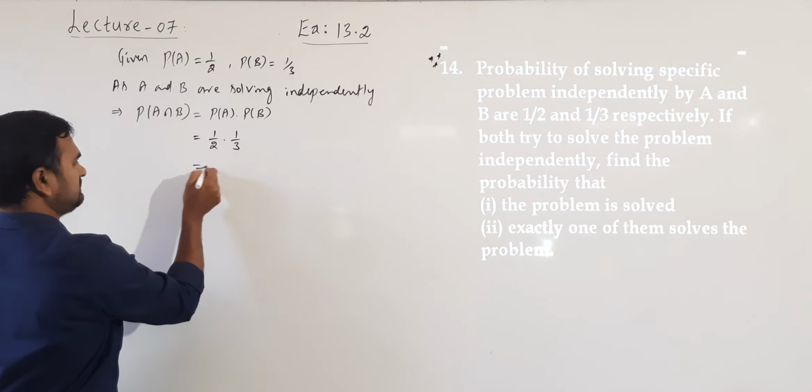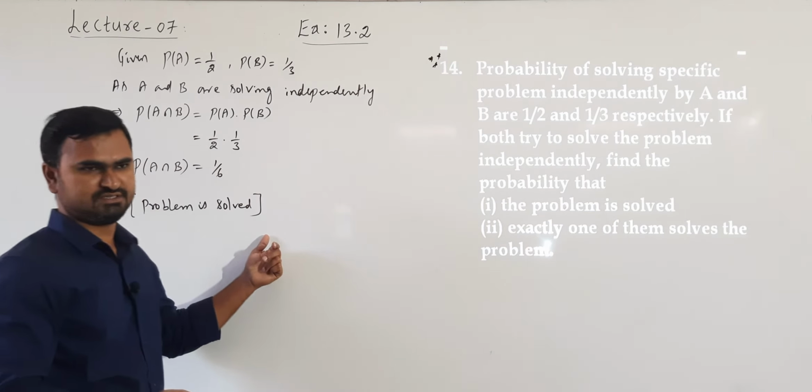Now when we say that the problem is solved, I have given the problem to two students, A and B. Now when can I say that the problem is solved? The word form is given. Now I have to convert that to mathematical form. So we say that the problem is solved when either A solves or B solves or both of them solve. Then we can say that the problem is solved.